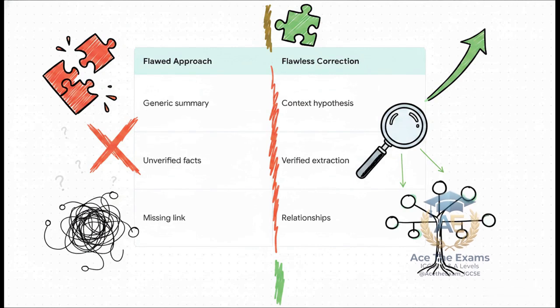Let's systematically dissect this. The flawed approach on the left relies on a generic factual summary. The student is just data dumping everything they know. It offers superficial breadth but zero analytical depth. It completely fails the AO3 evaluation requirement.